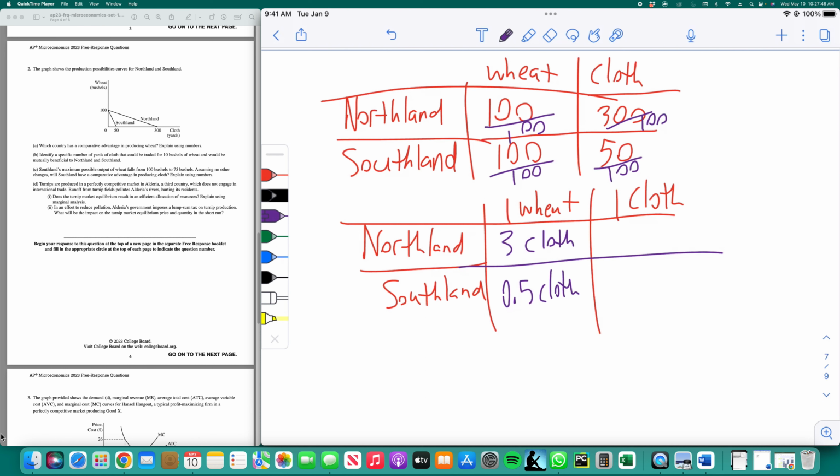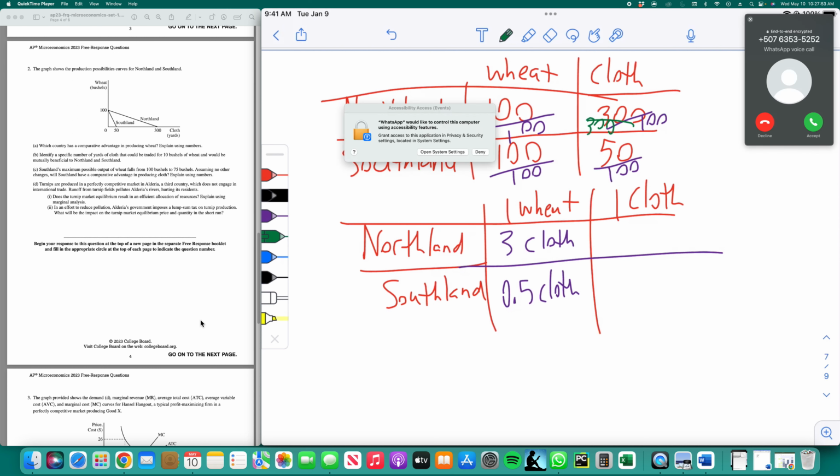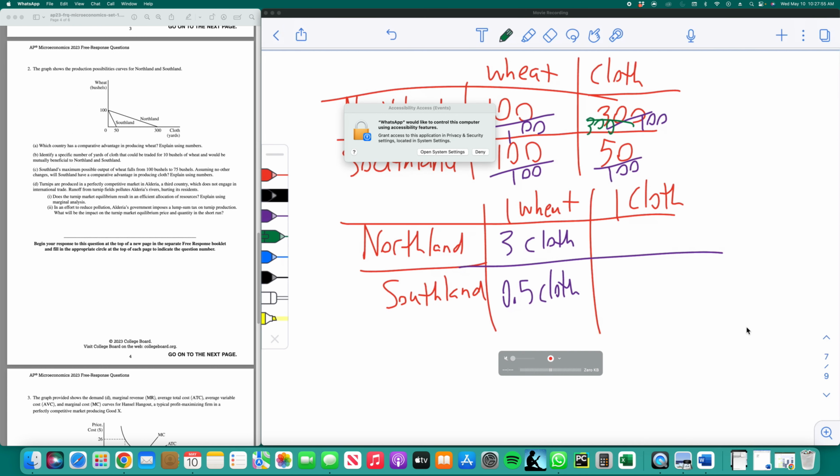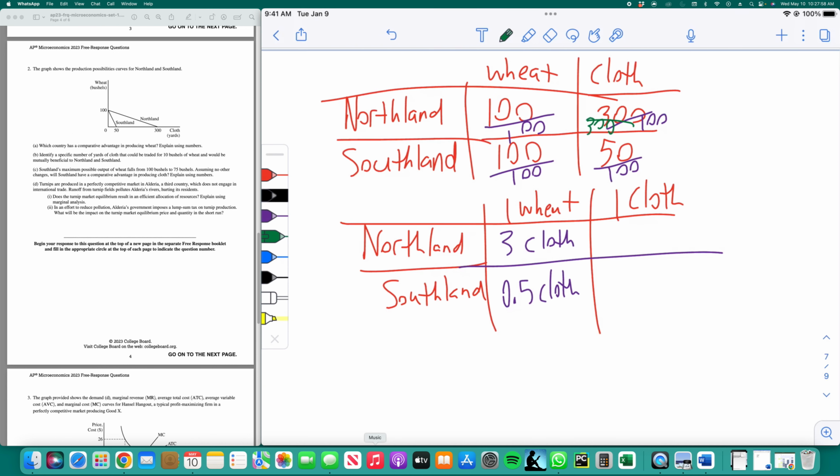Let's do cloth now. So to find one cloth, what you're going to do is 300 divided by 300. That's one cloth. Oh, I'm sorry. That's going to be 300. Okay. Now, we're going to do 100 divided by 300 on the other side. So that would be 0.33 wheat. And then what you're going to do is 50 divided by 50, which would be 1 cloth, and then you'll do 100 divided by 50, so that would be 2 wheat.